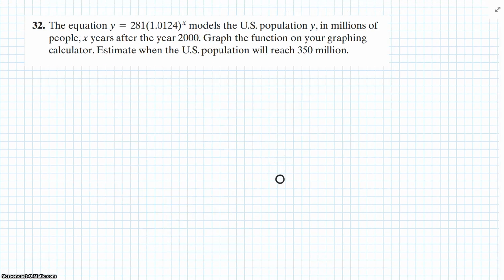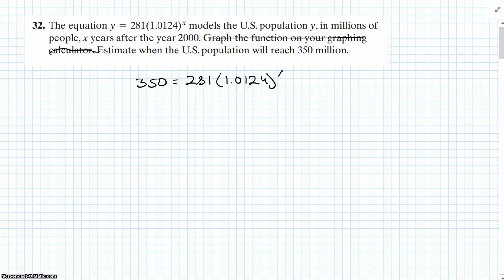All right, the equation y equals 281 times 1.0124 to the x models the U.S. population y after the year 2000. Graph the function on your graphing calculator. Okay, we're not going to do that part. We're going to estimate when the United States population equals 350 million. So we can say 350 equals 281 times 1.0124 to the x. We're going to divide each side by 281.